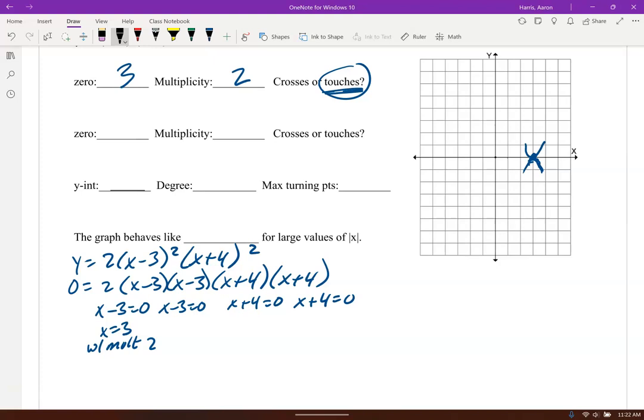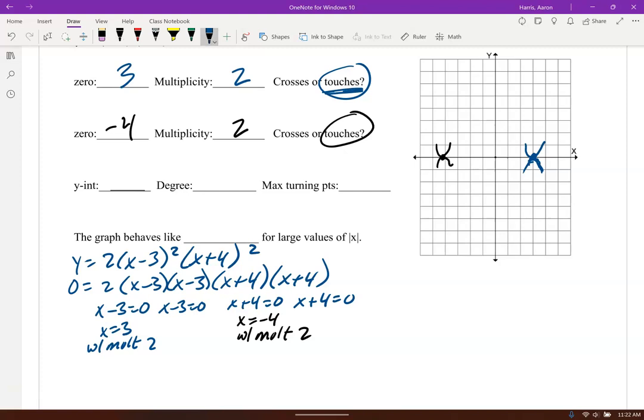Now let's do the next one. X plus 4 equals 0. So x equals -4. There's 2 of those. So with multiplicity of 2. So there's a 0 at -4. There's 2 of them. So it's just going to touch there, either on the top end or on the bottom end.